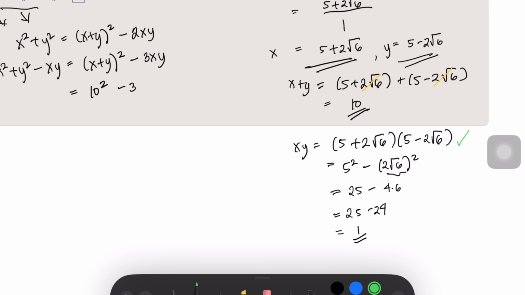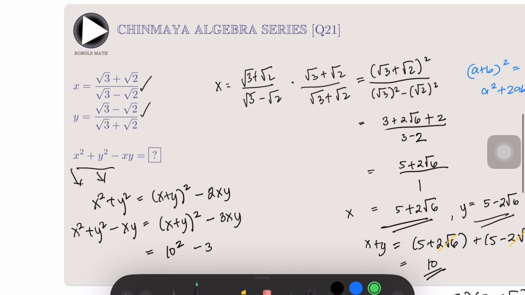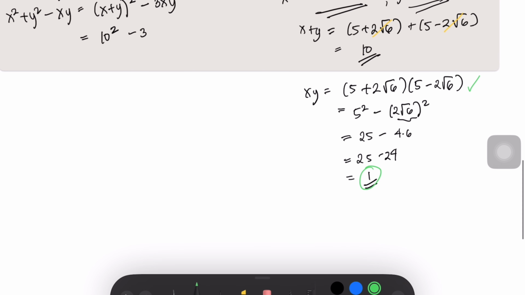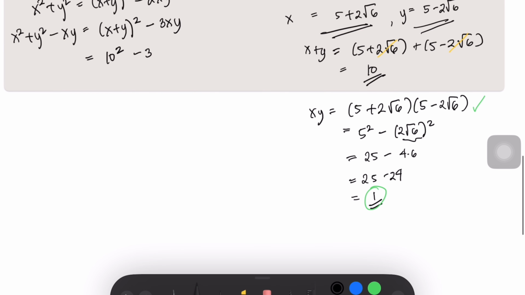The easier way of doing the product is going back to the original expression for x and y. Note that y is the reciprocal of x. So this is just the reciprocal of this thing here. Therefore, x times y should be equal to x times 1 over x, which is, of course, 1, as we have obtained as well. Therefore, xy here is 1. Therefore, the value of this expression is 100 minus 3, which is 97. And that's our final answer.